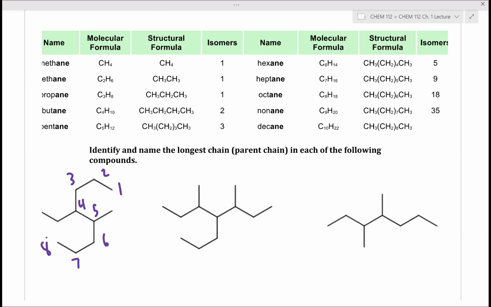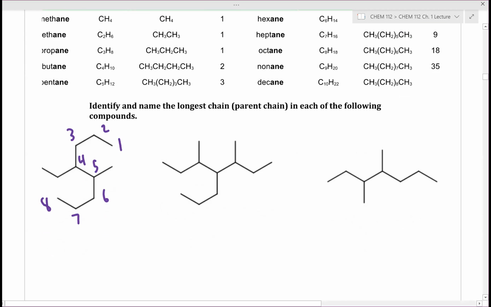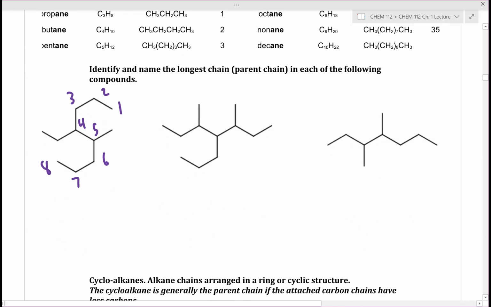Nope. The second longest chain is 7. I always like to look for the longest chains in my molecule because those give me a sign for where to find the parent chain. So this is 8. And what do we call an 8-carbon chain? It's octane. Yep, exactly. So this is an octane main chain. Does that make sense to everyone?